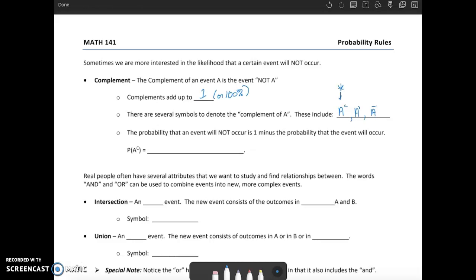The probability that an event will not occur is calculated by doing 1 minus the probability that it will occur. Since they add up to 1, if you have one of those probabilities, you can just do 1 minus it to find the other one. In notation, the probability of A complement is equal to 1 minus the probability of A.